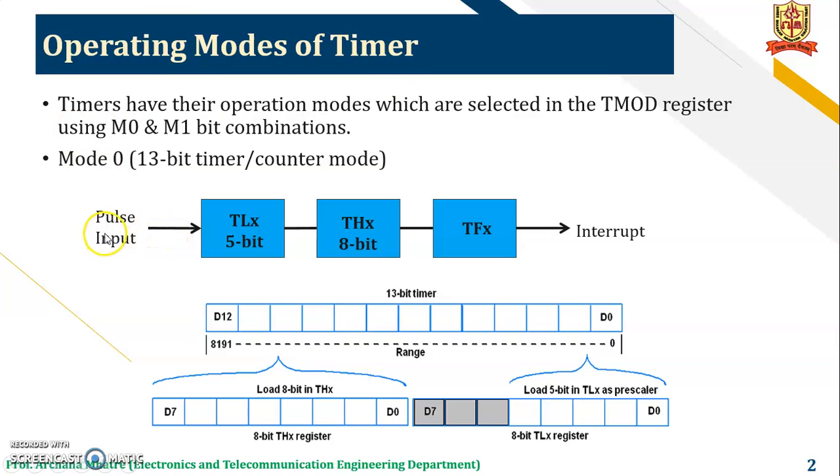Here the pulse input is given to the timer. If the timer overflows, then an interrupt will be generated and we have to service the interrupt. So it is a 13-bit timer. TH, the higher byte of the timer, is 8-bit and the lower byte of the timer is 5-bit. Total 13-bit timer. When these 13 bits overflow, the TF flag, the timer overflow flag, will be set and the interrupt is generated from this timer.